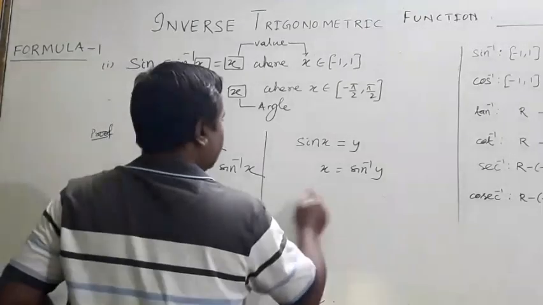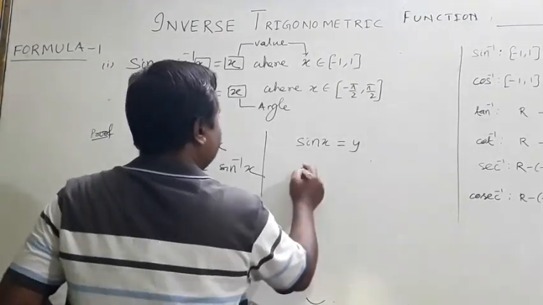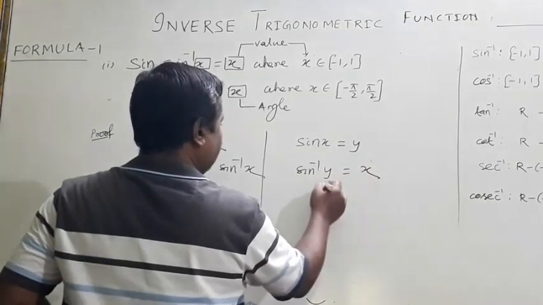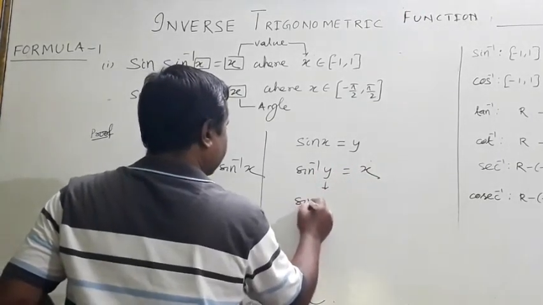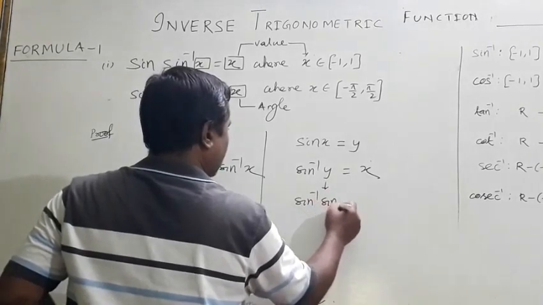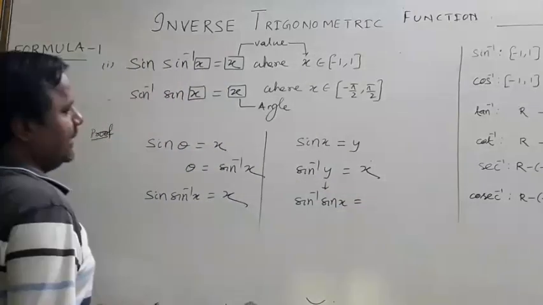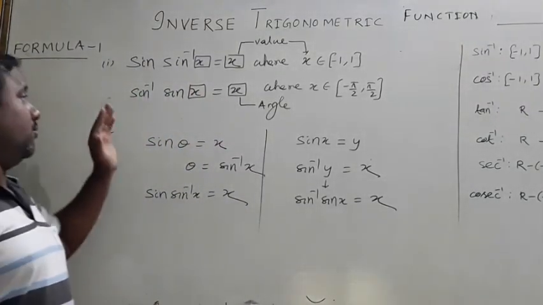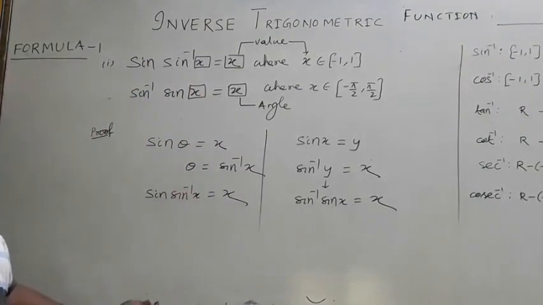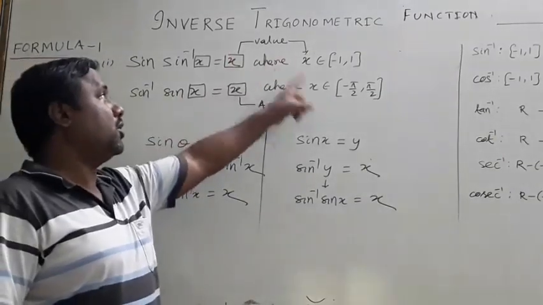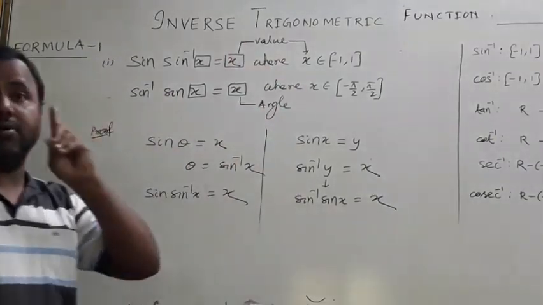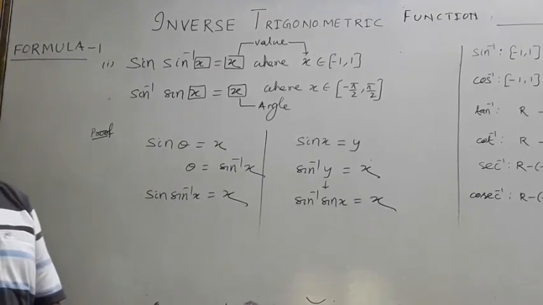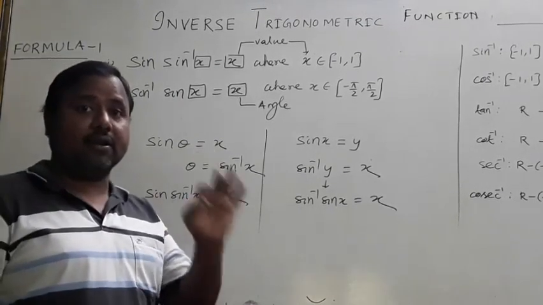Now I am writing it here. Sin inverse y is equal to x. In place of y, I am writing sin x. Sin inverse sin x is equal to x. It is very simple, but very important to remember with the particular restriction. If you do not write the restriction, then it will be a very wrong thing.